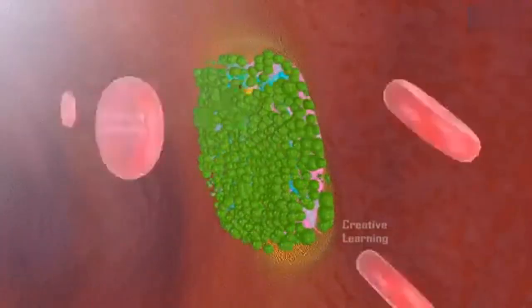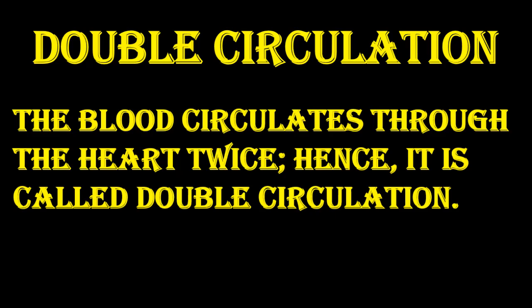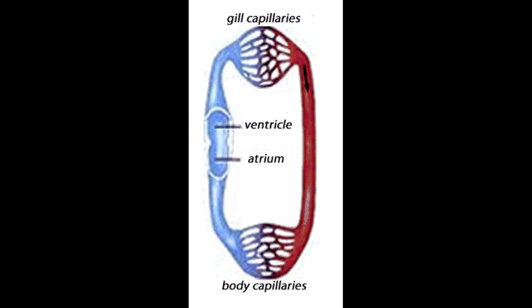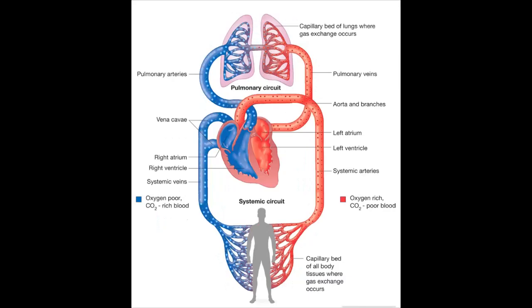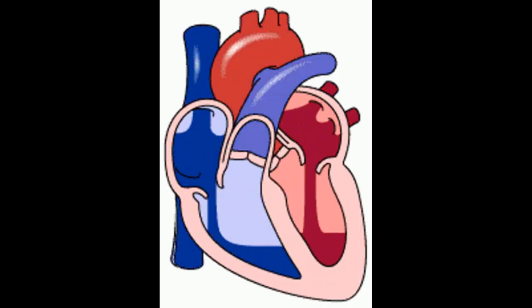The way blood flows in the human body is unique and it is quite efficient too. The blood circulates through the heart twice, hence it is called double circulation. Other animals like fish have single circulation, where blood completes a circuit throughout the entire animal only once. The main advantage of double circulation is that every tissue in the body has a steady supply of oxygenated blood and it does not get mixed with the deoxygenated blood.